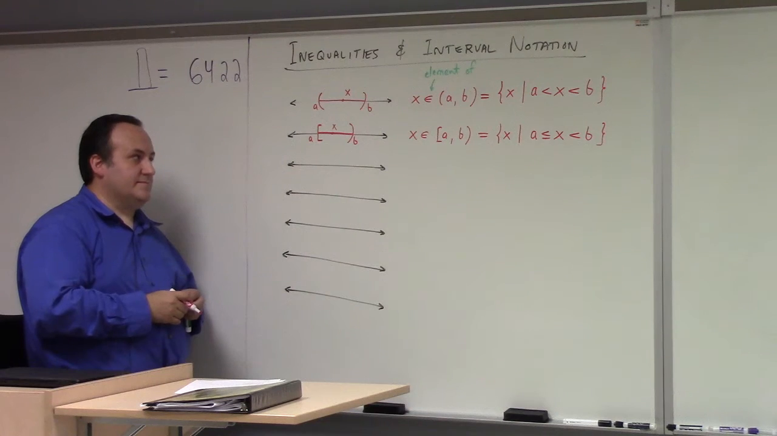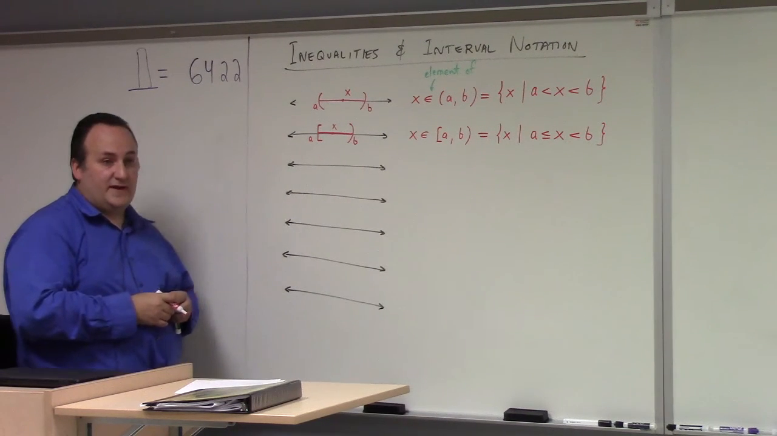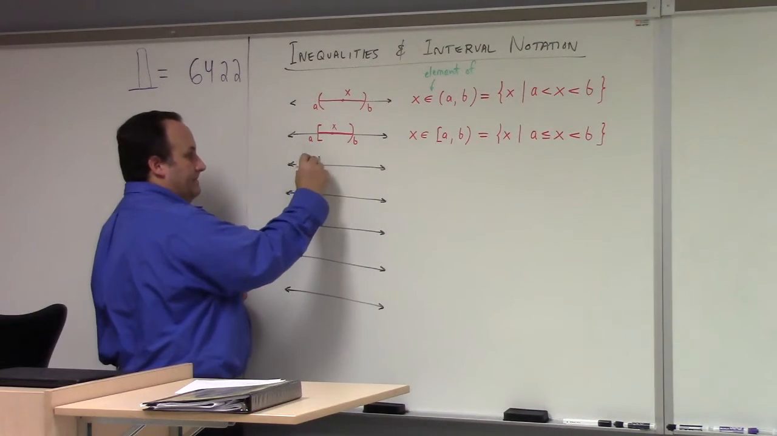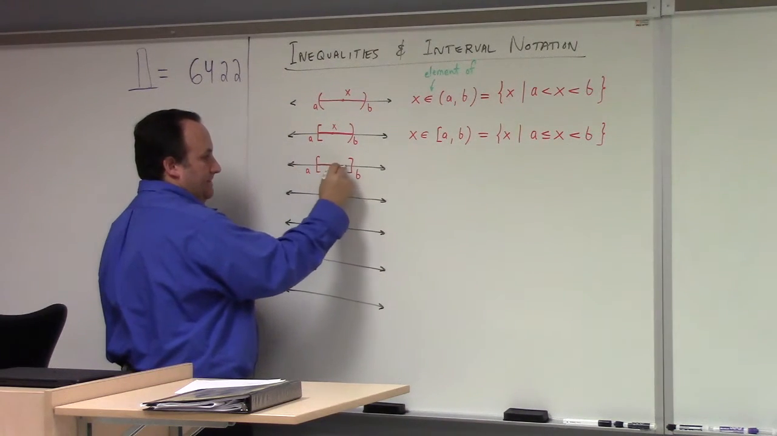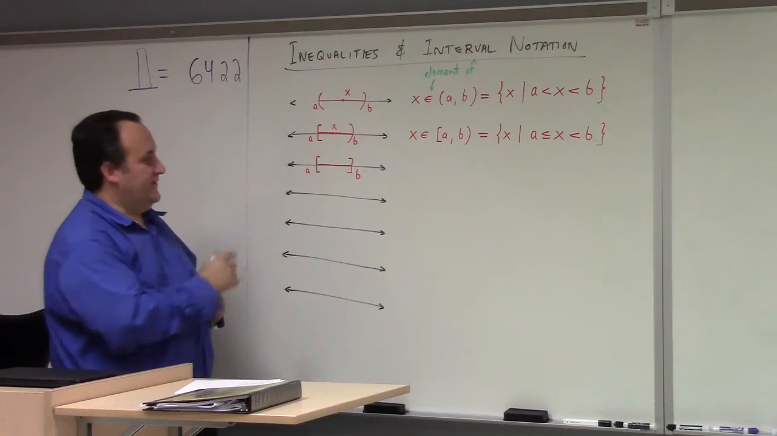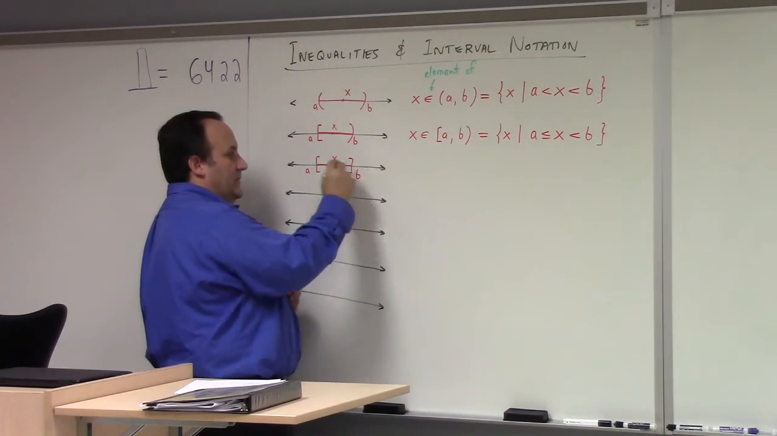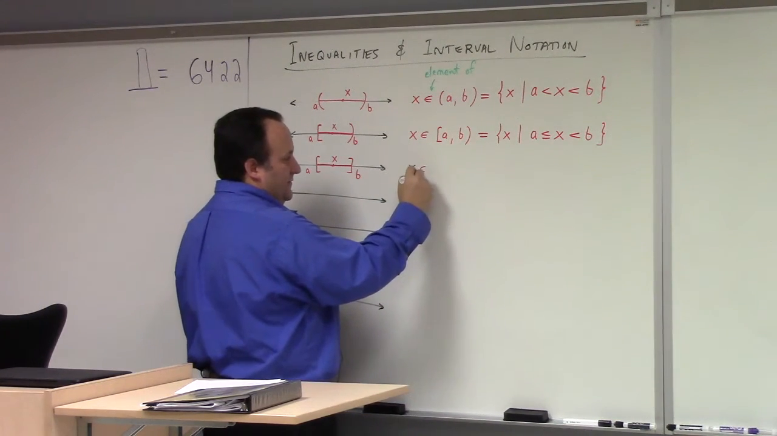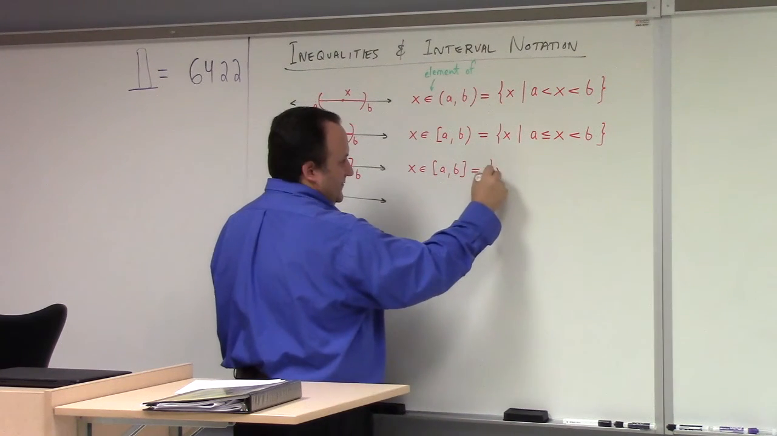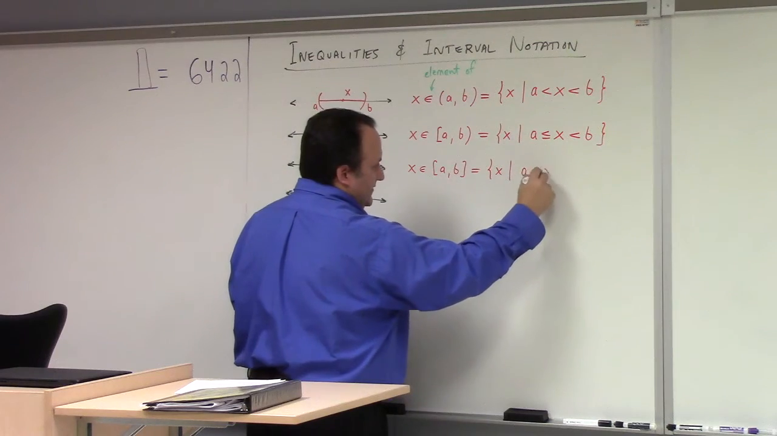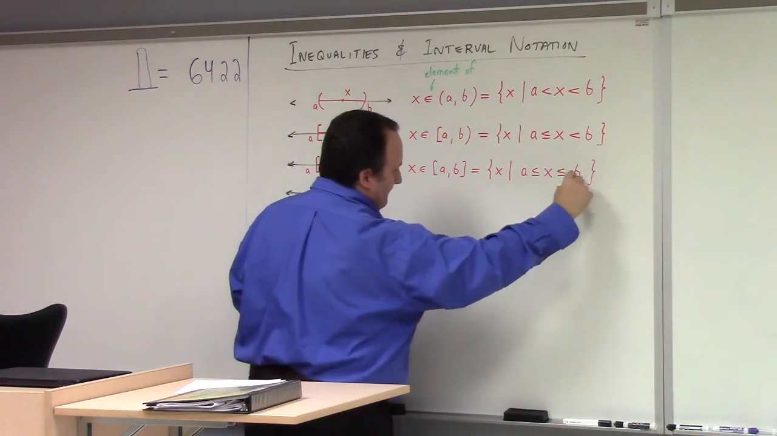What else could we do? Well, we could include both endpoints, right? Like that. Then if that was the case, if x was in here, we would say x is an element of [A, B]. And this would be x such that A is less than or equal to x, less than or equal to B.